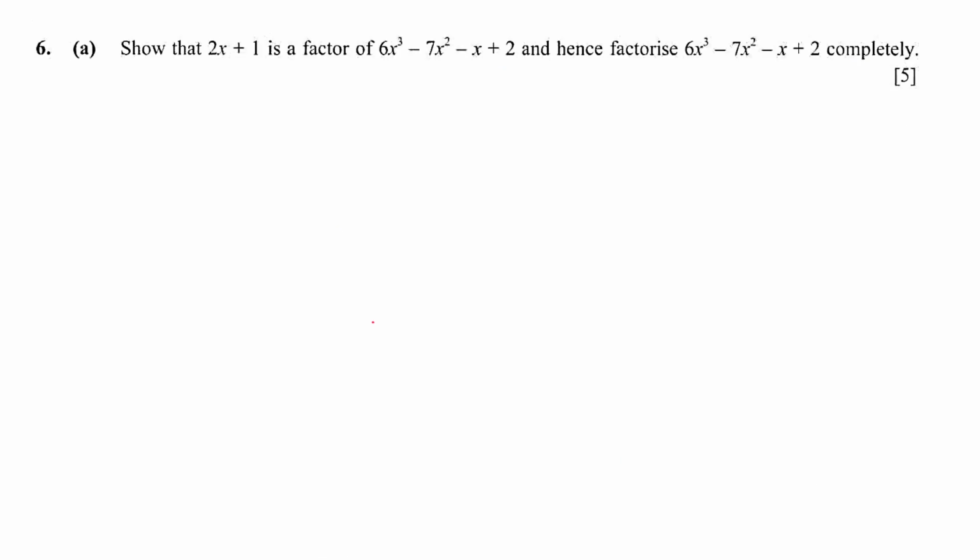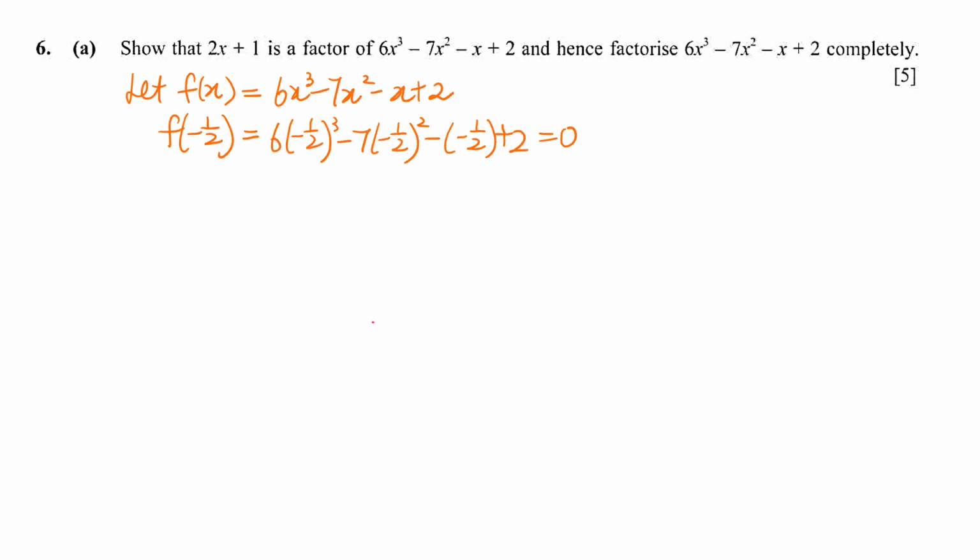Right, so let's look at question 6. Question 6a, we need to show that 2x plus 1 is a factor of the cubic polynomial, and hence factorize the cubic polynomial completely. Alright, so to show that 2x plus 1 is a factor, we need to find the remainder. And if the remainder is 0, we can conclude by saying that using the factor theorem, 2x plus 1 is a factor. So first thing first, we give the polynomial a name, we call it f of x. Right, and we substitute x to be negative half.